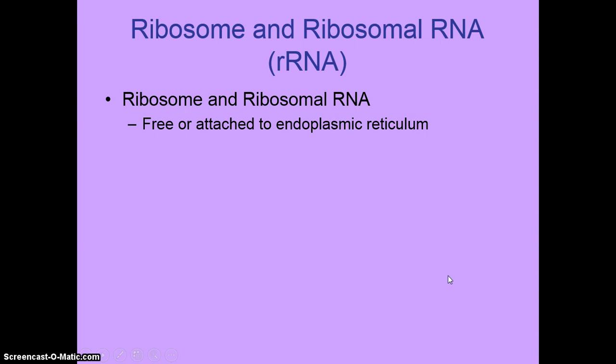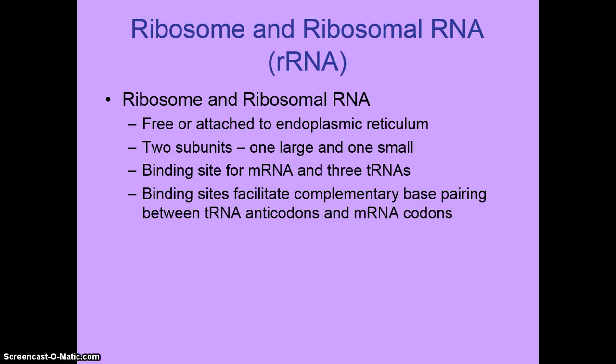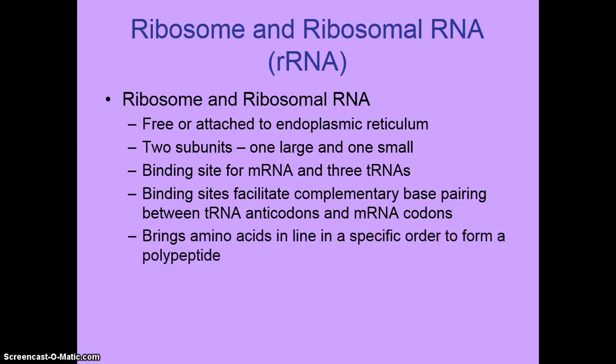Ribosome and ribosomal RNA, free or attached to the endoplasmic reticulum, is where we're going to find it. It's made up of 2 subunits, a big one and a small one. It has binding sites for the messenger RNA and 3 transfer RNAs. And the binding sites help the complementary base pairing between the transfer RNA anticodons and the messenger RNA codons.